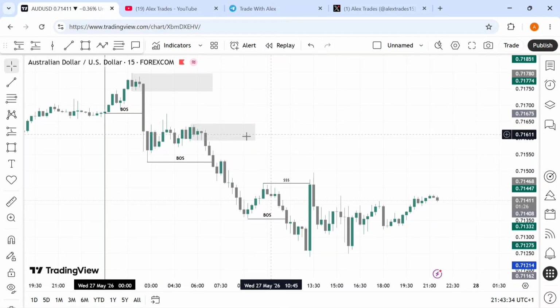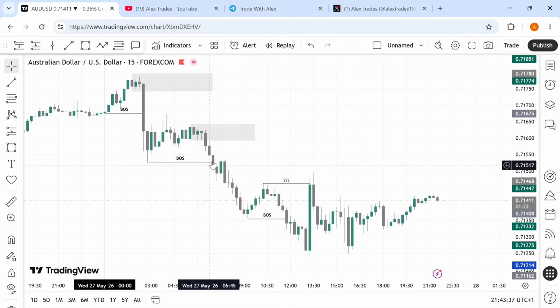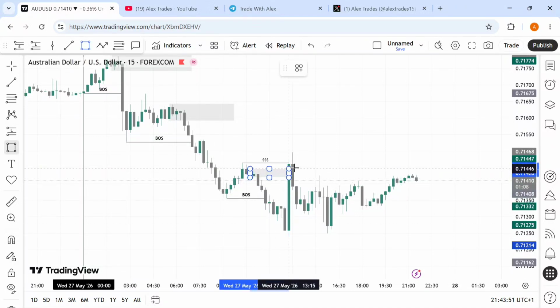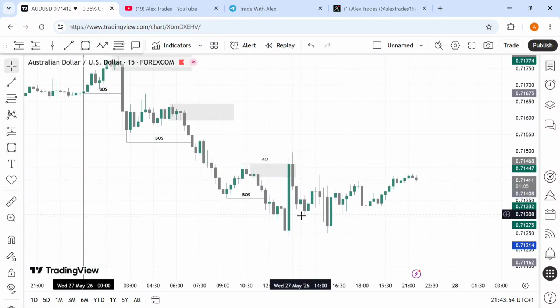But the reason I wouldn't have taken this trade is because there wasn't any impulsive candle like this one at this point. So that's that. It broke structure again to the downside. Again, there wasn't any impulsive candle leading to this break of structure. If there had been, this would have been a valid place to sell from.